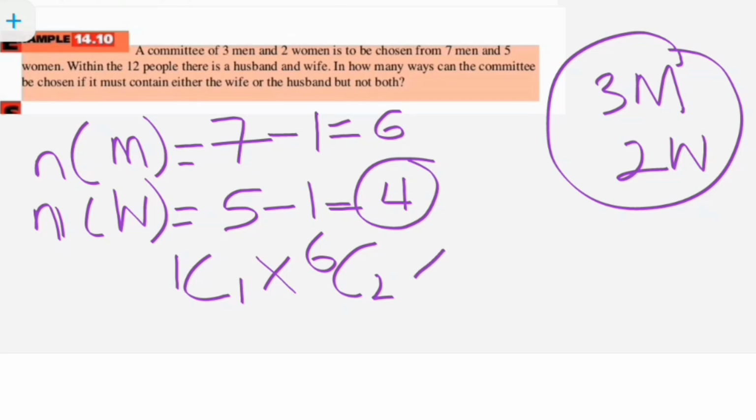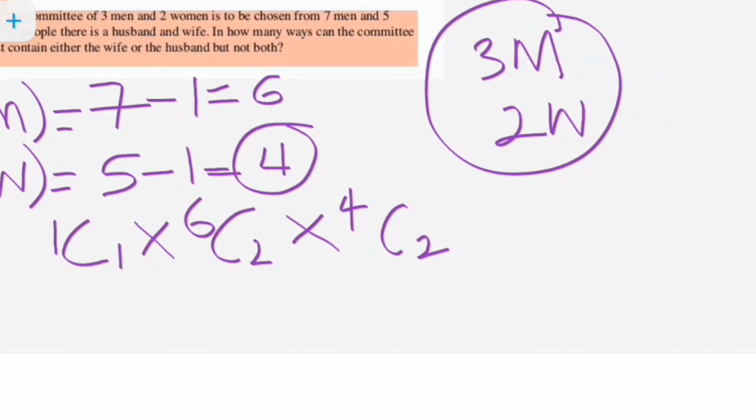Okay. Then times. Now go to the women now. I need those 2 women. So the number of women are 4. So 4C2. The wife is not included. I hope you understand. So that's the first way it can be.